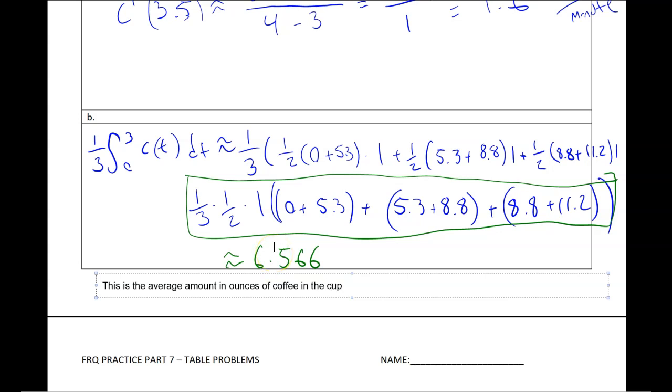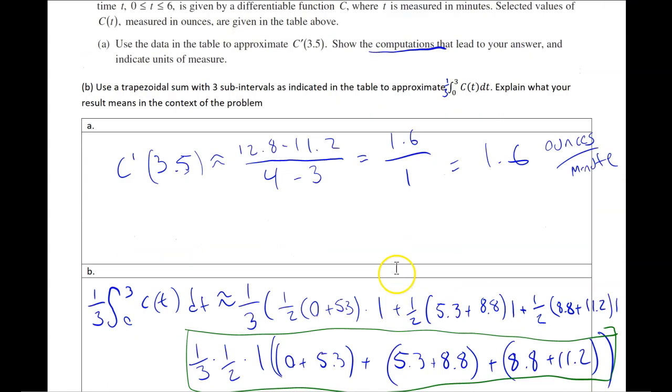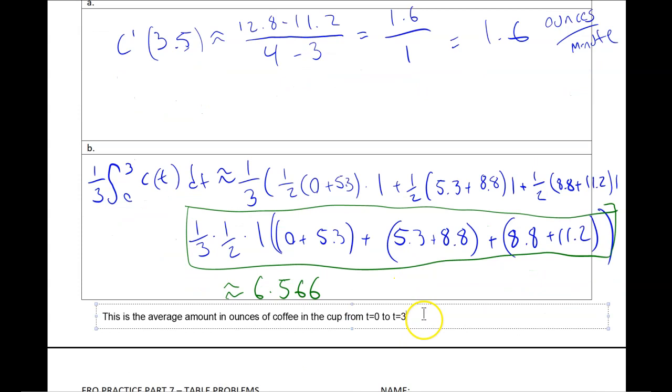And then I'll give a time from t equals 0 to t equals 3. Okay, so there's my interpretation, and I would get a point for my setup and a point for my interpretation with correct units. We can even say t equals 0 to t equals 3 minutes if we want to make this perfect.